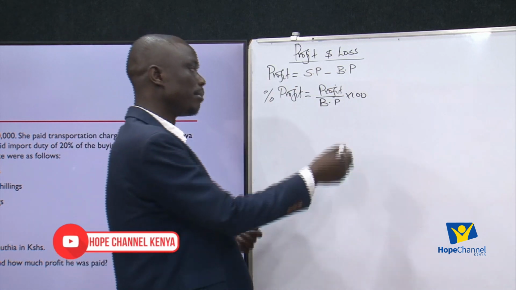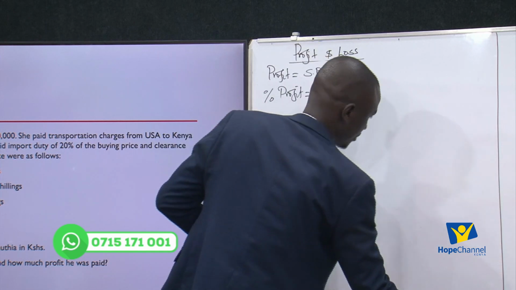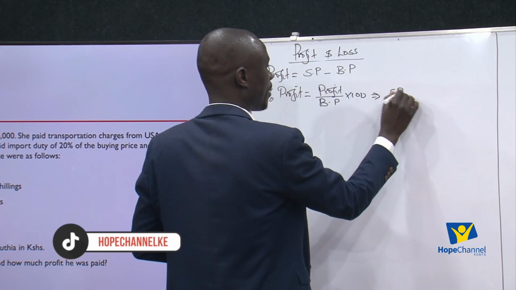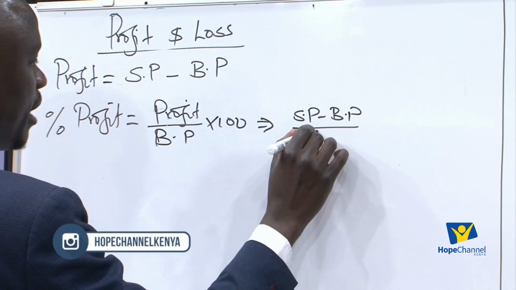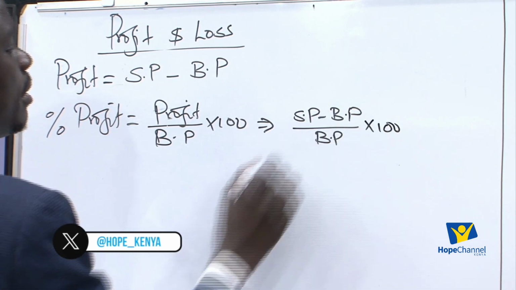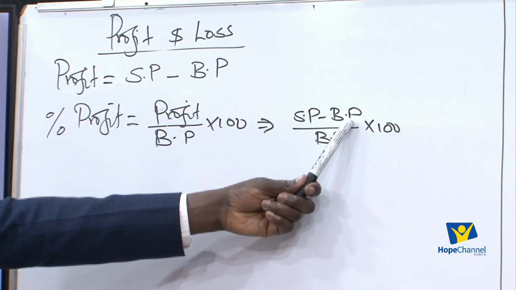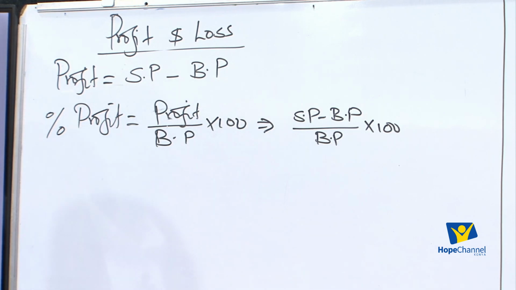Remember, the profit is the same as selling price minus buying price. So this formula, we can even say it is the selling price minus the buying price, everything divided by the buying price, then you multiply by 100. Because when you subtract the buying price from the selling price, we get the profit.